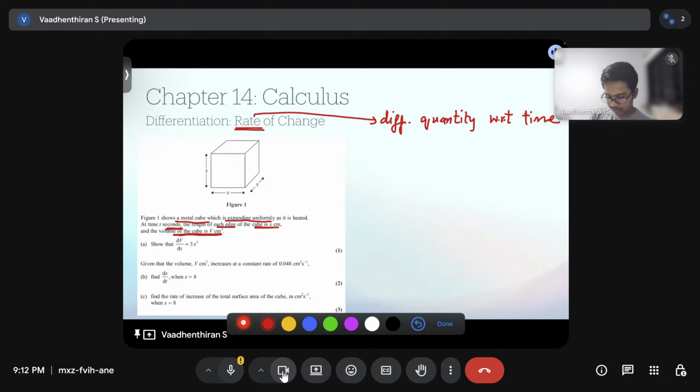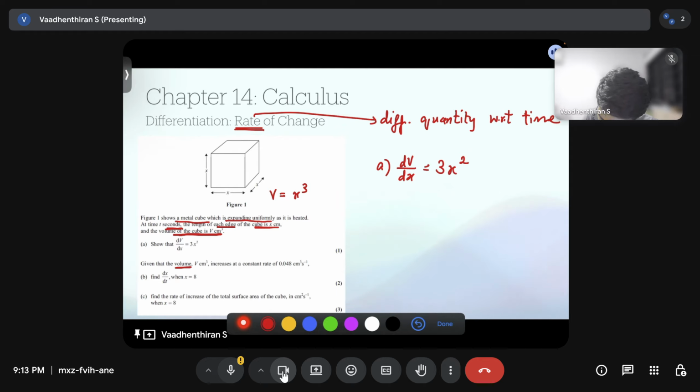You need to show dv over dx is 3x squared. Now you might be wondering where the equation for v is. Basically, you need to find the volume. You should know the volume of any cube is the side cubed. The side over here is x, so v equals x cubed, and when you do dv over dx, you bring down the power and reduce the power by 1. So this is what they're asking, and it's just for 1 mark.